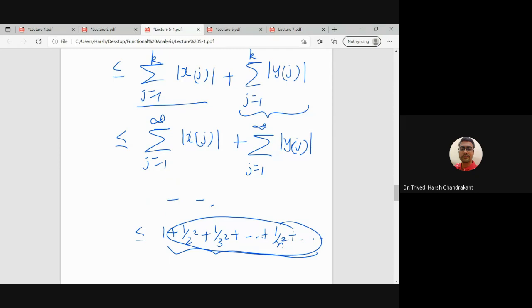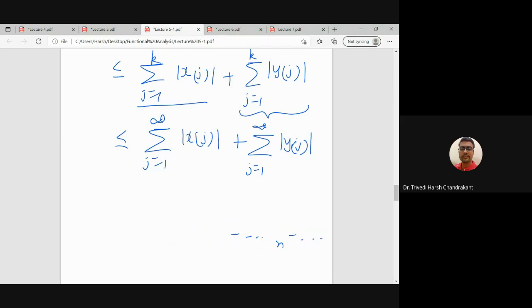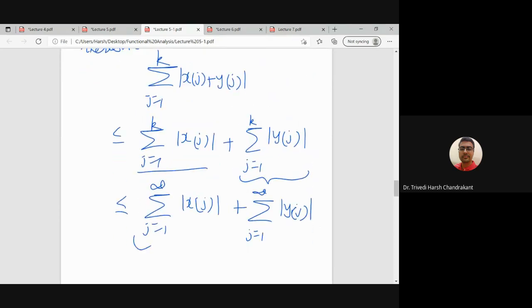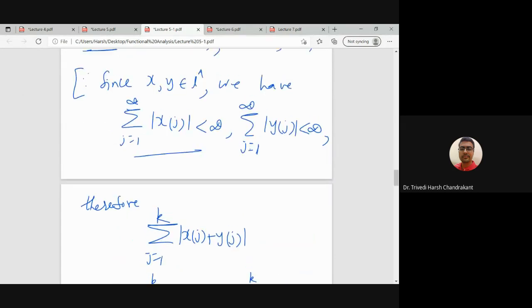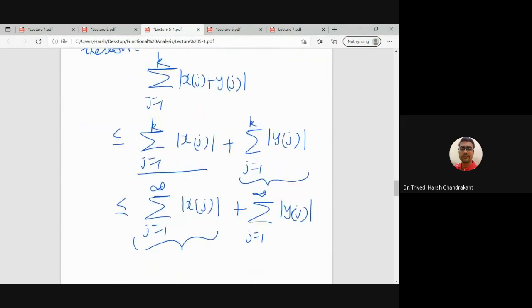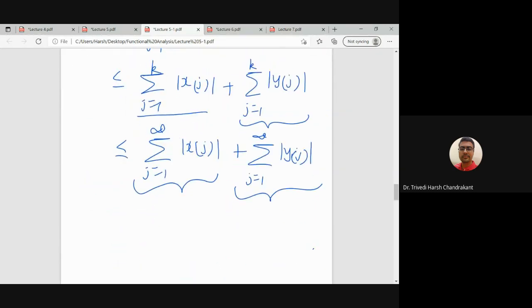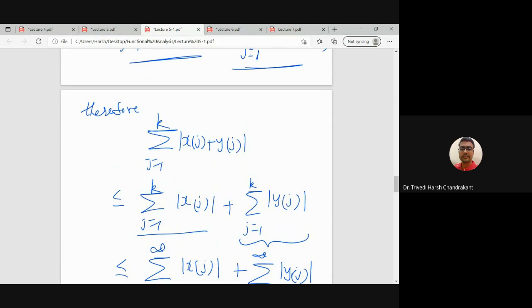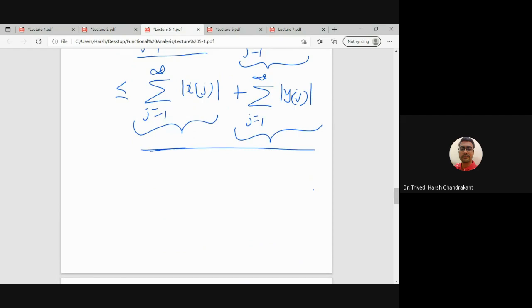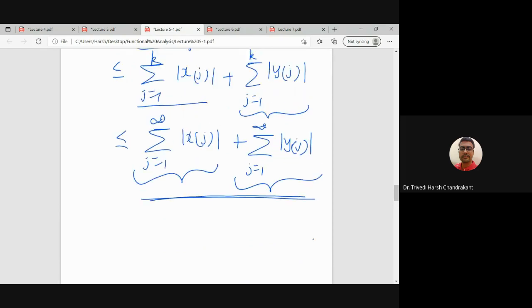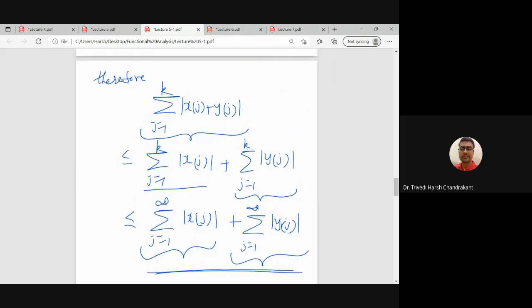So basically we are using that the series is of non-negative terms, and it is convergent also. So now this is a fixed number because this series is convergent, and this is also a fixed number because the other series is also convergent. So this sum is a fixed real number other than infinity, and this series of non-negative numbers is bounded by this fixed number. So what can we say about this series, whether it is convergent?